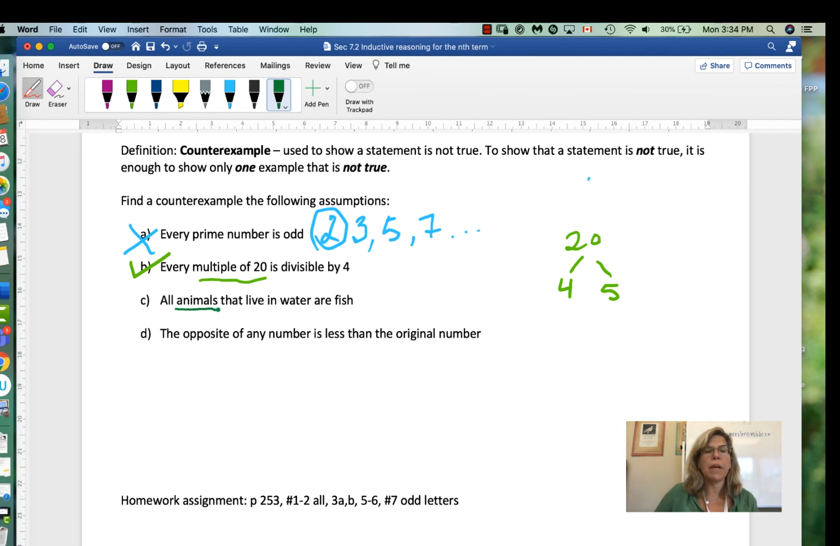Okay, the opposite of any number is less than the original number. Well, I think this is going to be straightforward in a second. If you have the number 2, the opposite of that number is minus 2, and that's definitely less than the number. But if the number is minus 2, then the opposite is 2, and that's greater than the original number. So we know that that's false.